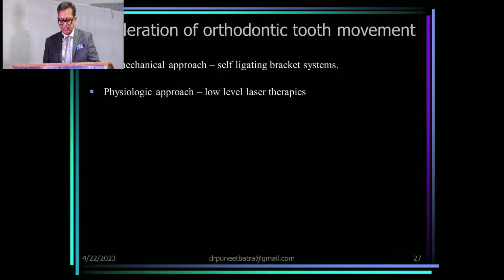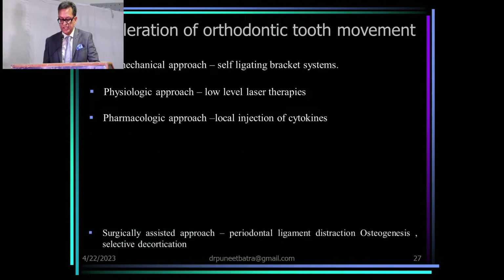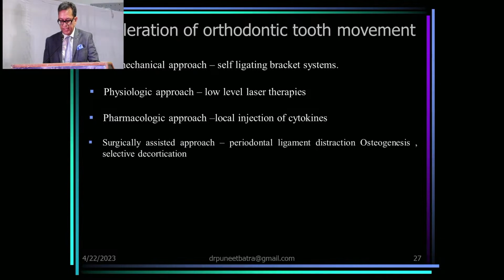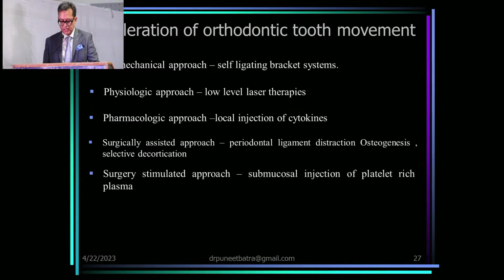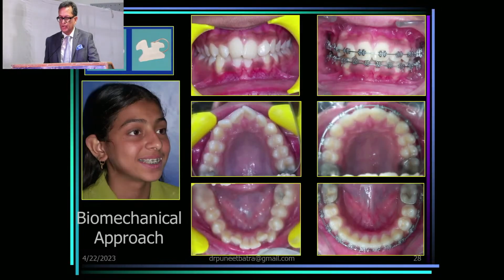Accelerated orthodontics has also become the talk of the town because everybody did not want to do orthodontics because of the time it would take. Now, with acceleration, people are opting for more involvement in orthodontic treatment. So there are now self-ligating brackets. There is low level laser therapy. There is local injection of cytokines, and there is periodontal ligament distraction osteogenesis along with submucosal injection of platelet-rich plasma.